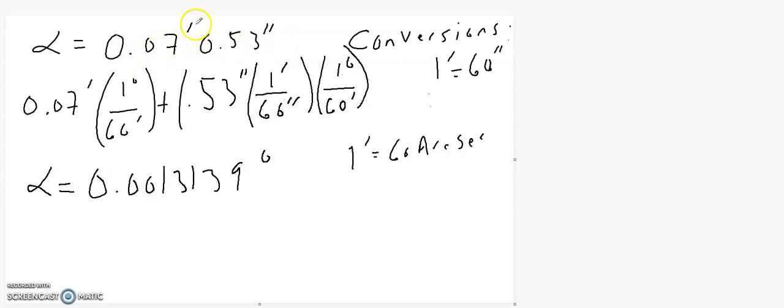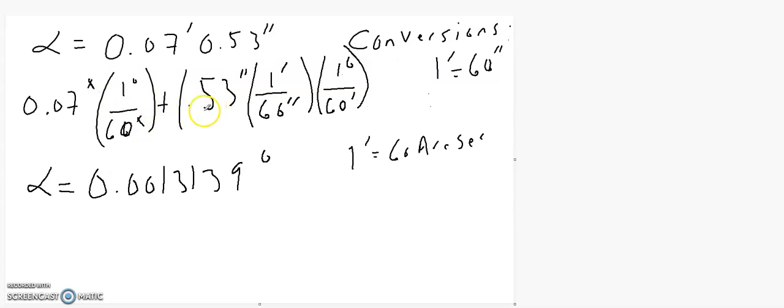0.07 arc minutes and 0.53 arc seconds. All right, so we use these conversions. One degree is 60 arc minutes, right? And so the arc minutes are canceling. All right, that's the idea.